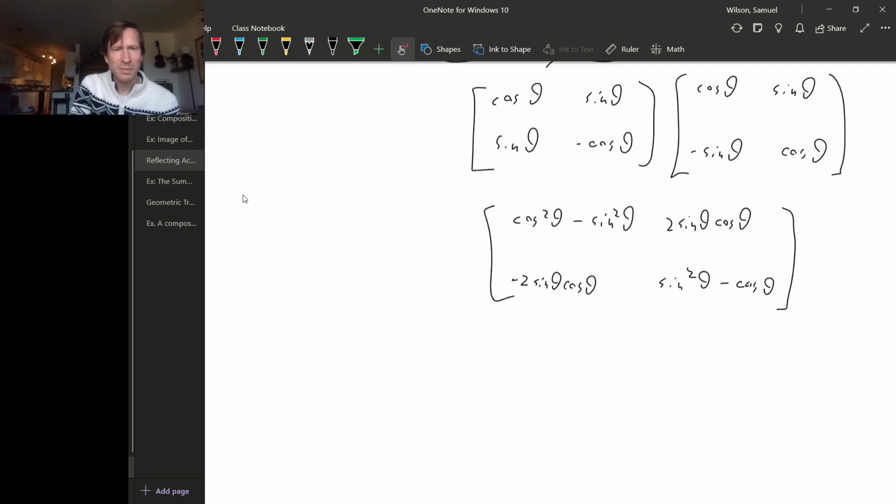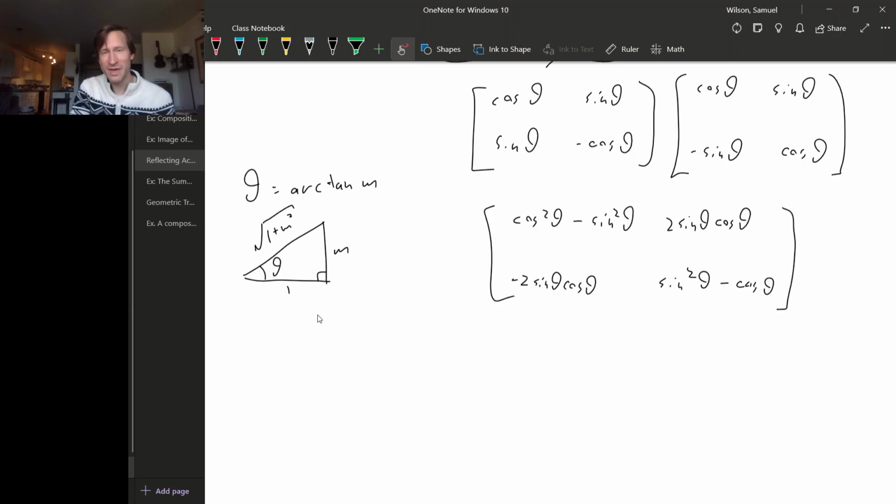Well, remember theta was arctangent of m. So if we have theta in a triangle like this, we can put m on this side and 1 on that side, because then in this right triangle, tangent of theta is m over 1, and the hypotenuse is the square root of 1 plus m squared. Now that we have a picture of theta, we can evaluate all of these trig functions.